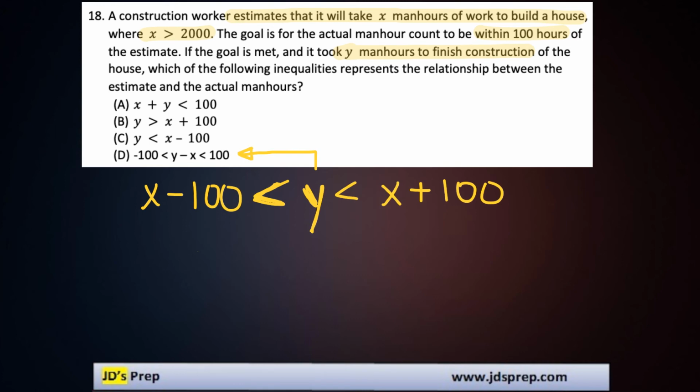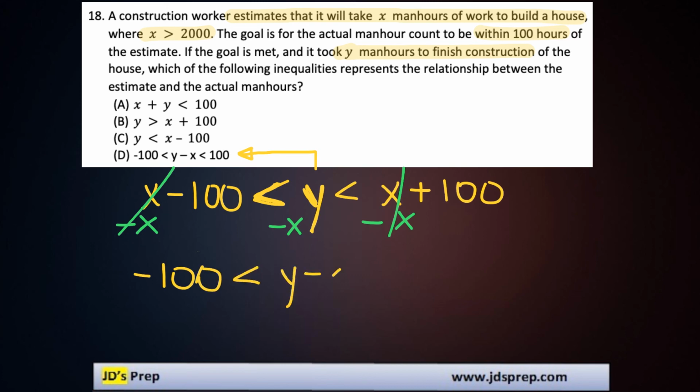But what we can do is actually subtract x from all three sections of this inequality, and those x's would cancel out, and then we would have negative 100 is less than y minus x, which is less than positive 100. So you can see that's how we get option D as our correct answer.